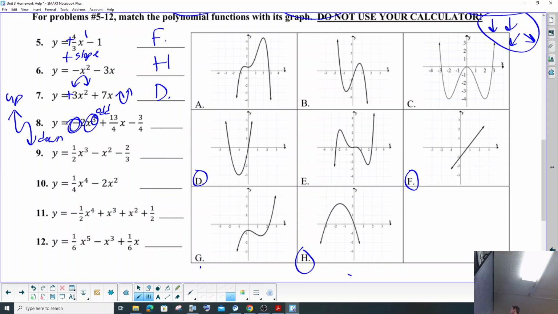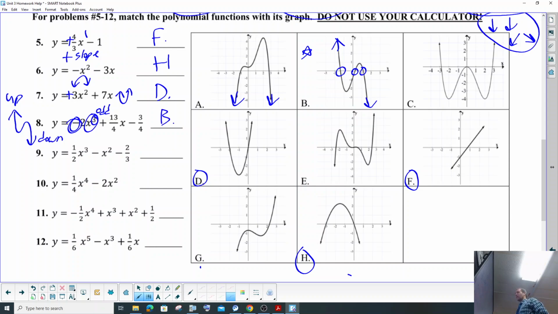Maybe no. So it could be B. That's looking like it could be B. This is down and down, so probably not that one. Yeah, so we're going to say it's probably that one. And it has 3 x-intercepts, so that's a big clue that it could be x to the third power. And so that's going to be B next.